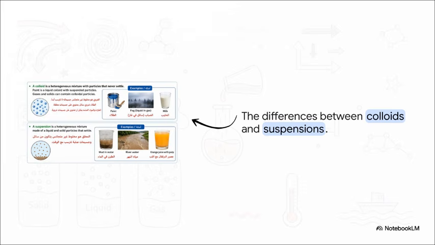A colloid, or garawi, is a heterogeneous mixture with particles that never settle. That liquid paint we talked about earlier in the spray gun, that's a colloid. The particles remain suspended forever. Fog is another great example. It's liquid suspended in gas.